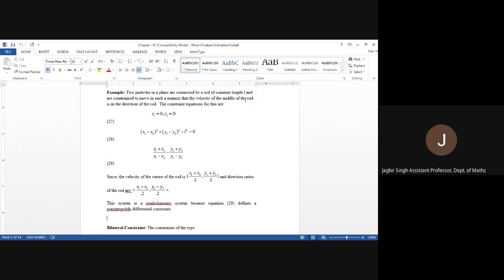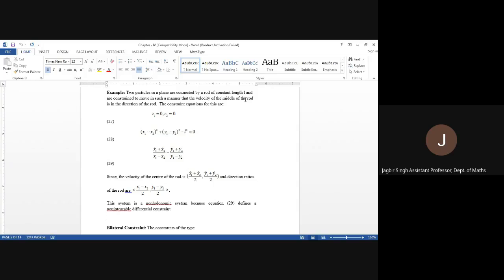Now next thing, in the second condition, it is given that the velocity of the middle point of the rod will be in the direction of the rod. So we are having two terms here. First thing, velocity of the middle point of the rod. For that, we will find out the middle point of the rod and its velocity will be the derivative with respect to t. Now the midpoint is ((x1 + x2)/2, (y1 + y2)/2). And velocity will be ((x1-dot + x2-dot)/2, (y1-dot + y2-dot)/2).